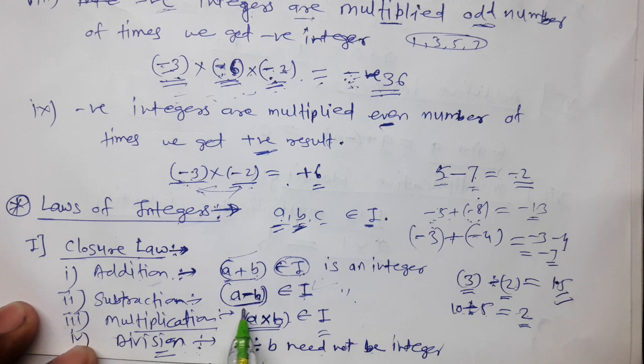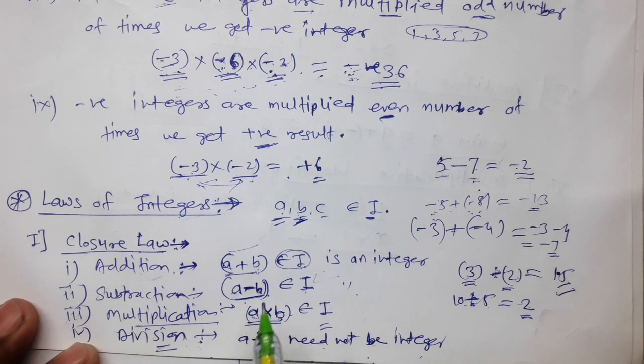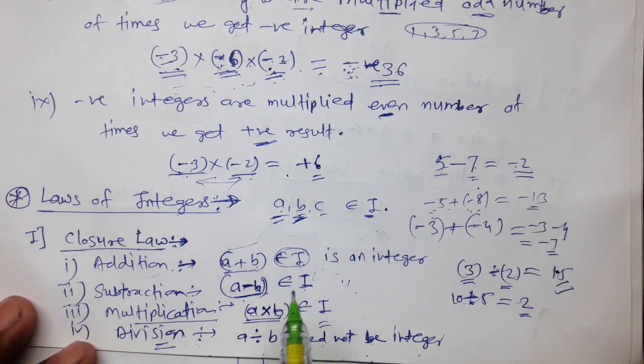Those numbers which are not integers are decimal numbers. Now here a is not a decimal number, b is not a decimal number. So their subtraction or addition will not be a decimal number. So in both these operations we are getting an integer as a result.